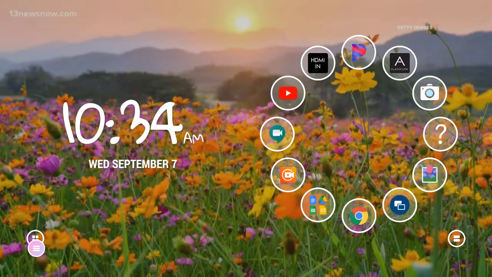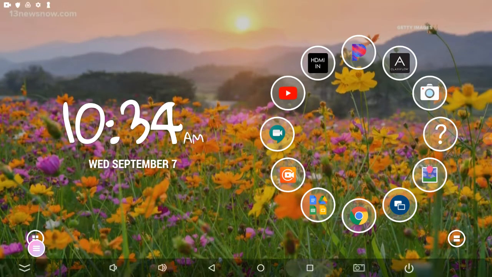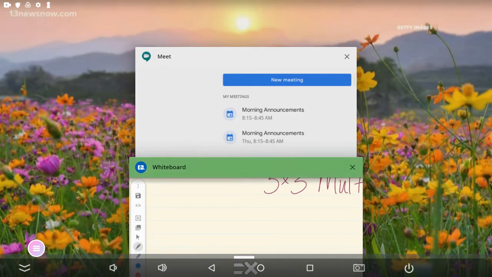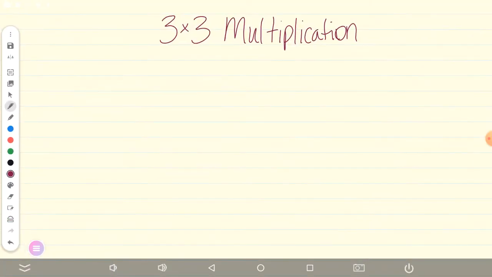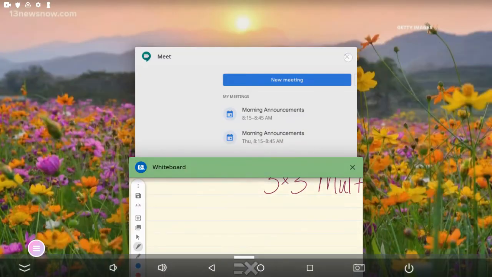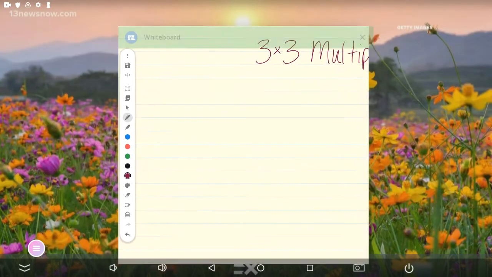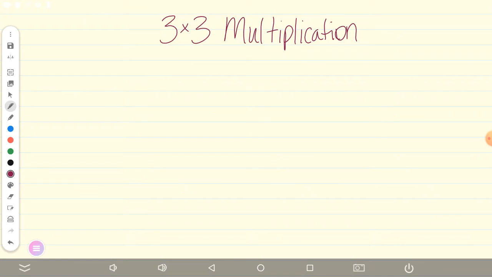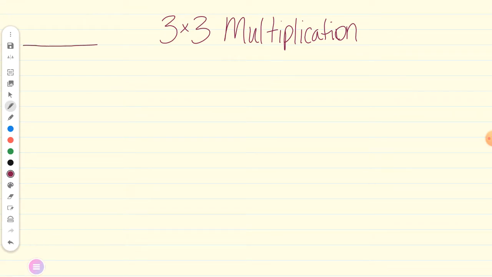Okay, so once your papers are put in your binder, on your loose leaf, go ahead and get it titled. We are titling it 3 by 3 multiplication. So that goes up at the top in the big margin. I'm going to draw my line so it matches yours.